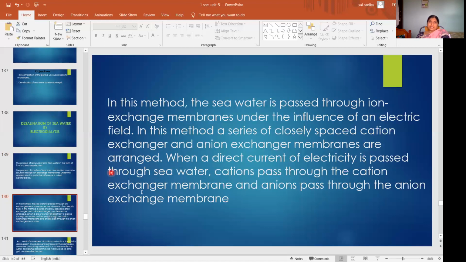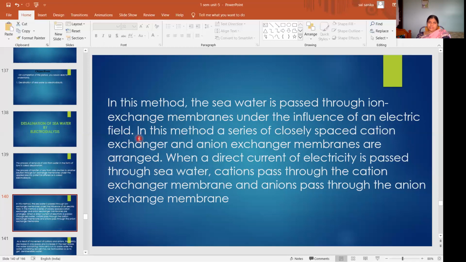So first, in this method, seawater, or whatever water you want to purify, is passed through the ion exchange membranes under the influence of an electric field. So we will take different types of solutions, and we will pass the electric field onto that. And we are keeping the ion exchange membranes alternately.